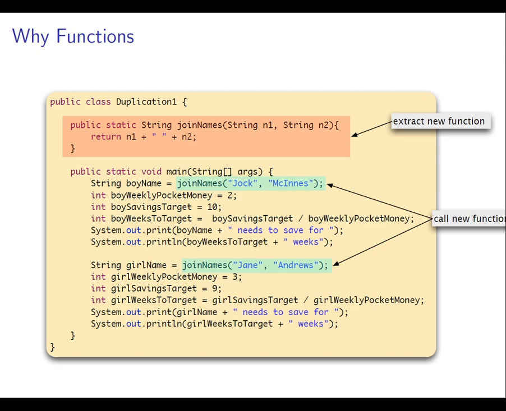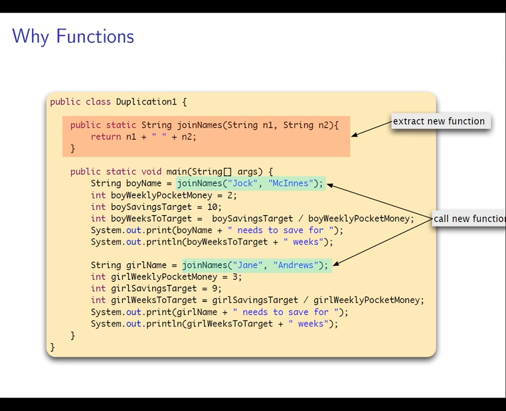And so, for example, looking at the line string boy name equals join names Jock McInnes, what that does is it says, well, this is an assignment to a string boy name. So in order to work out what the new value for the string boy name has to be, we have to evaluate the right-hand side, just like we would have evaluated the right-hand side when it was Jock plus space plus McInnes. But in this case what we do is we evaluate the result of calling the function join names on the arguments Jock and McInnes.